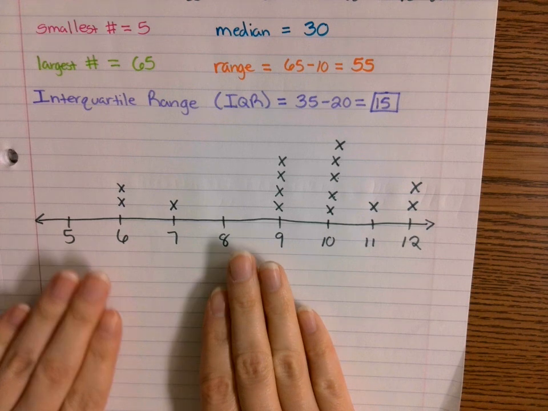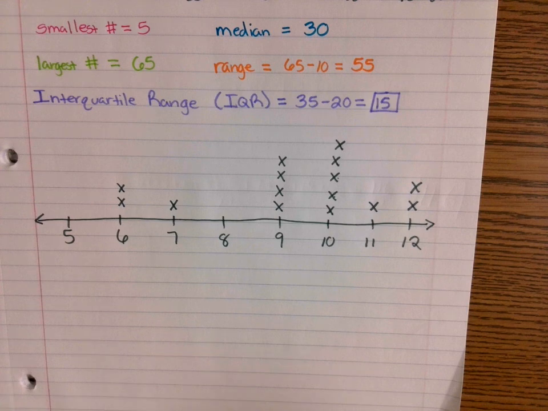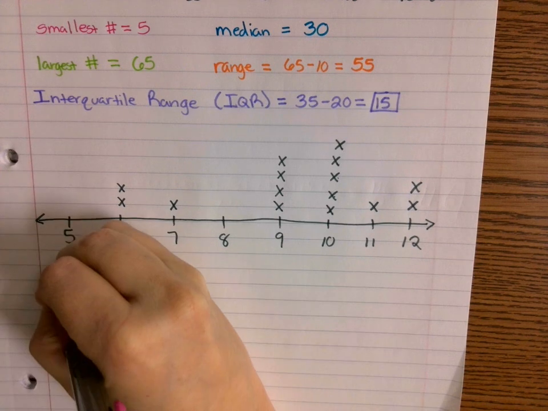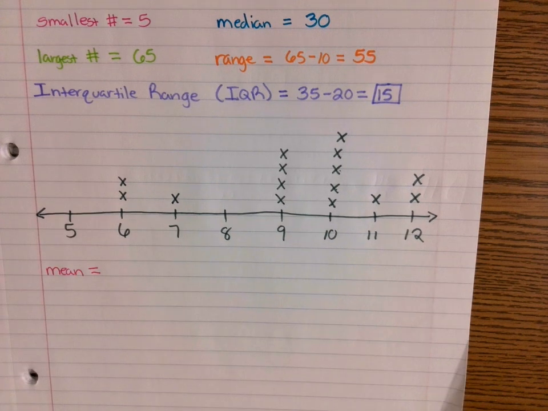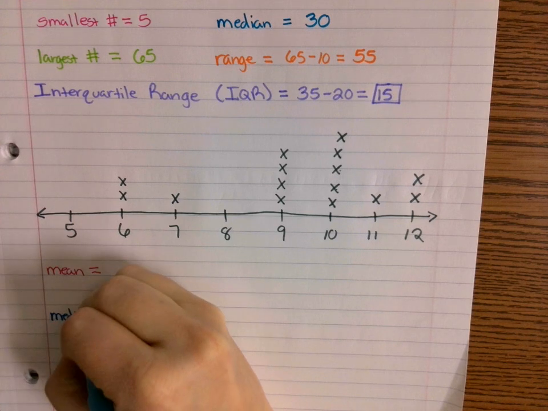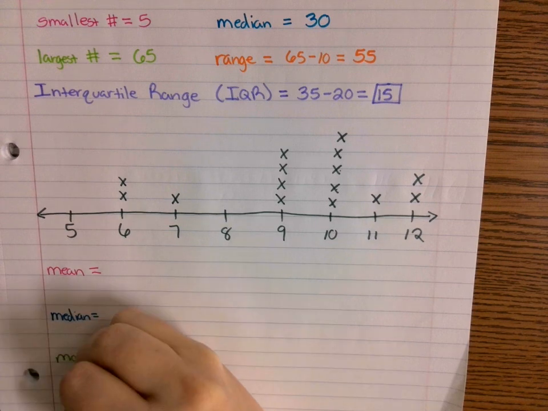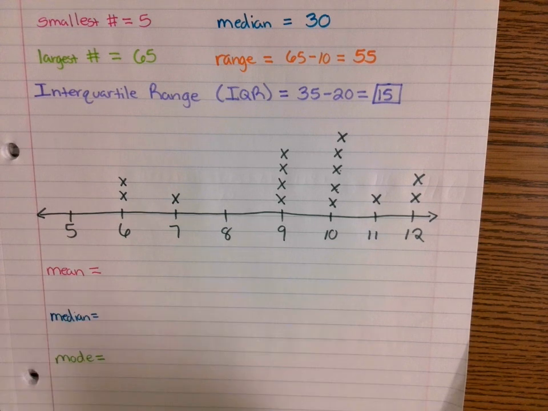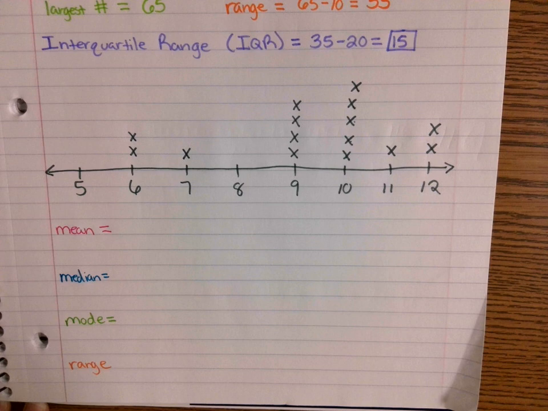So let's go ahead and do that right now. I want you guys to go ahead and calculate the mean of this dot plot, then calculate the median, then the mode, and then the range. Go ahead and do that right now.